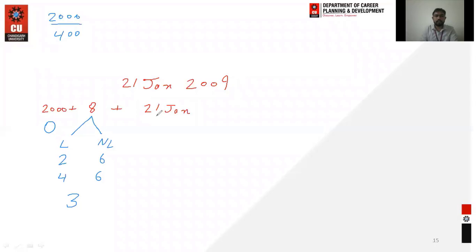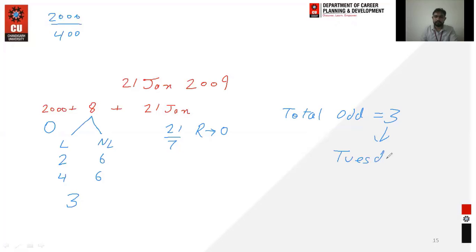See, now in the year 2009 till 21. 21 is exactly divisible by 7. I will get 0 as my remainder, which means total odd days in this case will be 3, and 3 signifies that it will be a Tuesday. As such, you can find any date on any day which day it would have been.